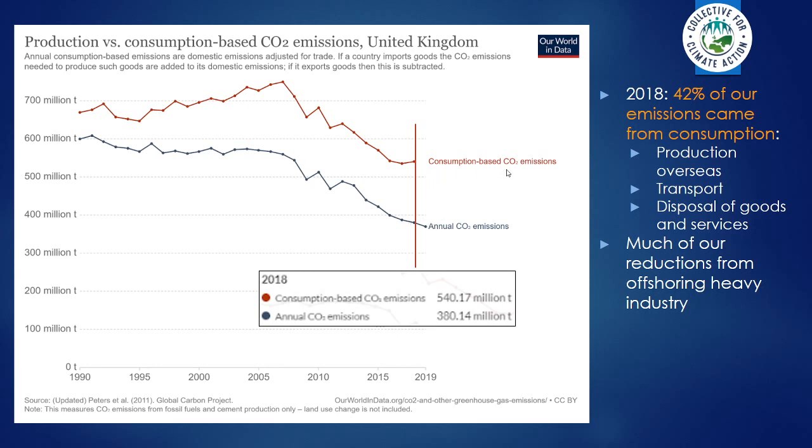So here we've got consumption-based emissions. That's the products that we consume that are made overseas, and when they're transported to us, and how they're disposed of overseas, and how we dispose of them. And those are much higher, 42% higher than our annual CO2 emissions. The reason for that is because all of our heavy industry has been put in other countries. So they're doing the polluting for us. We're letting them do our dirty work, basically.